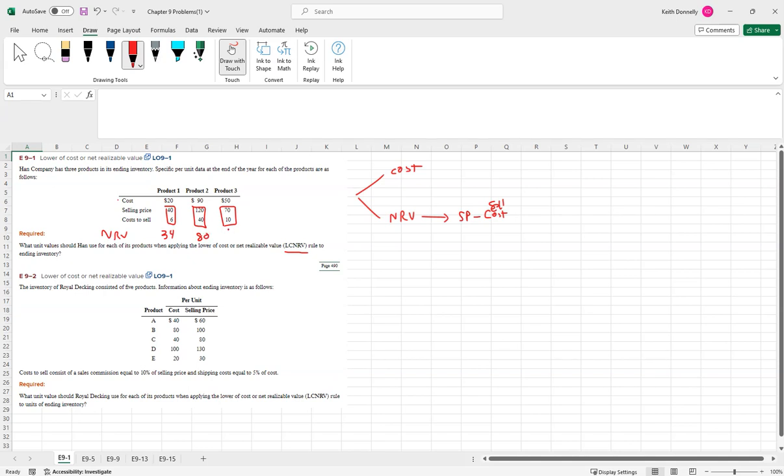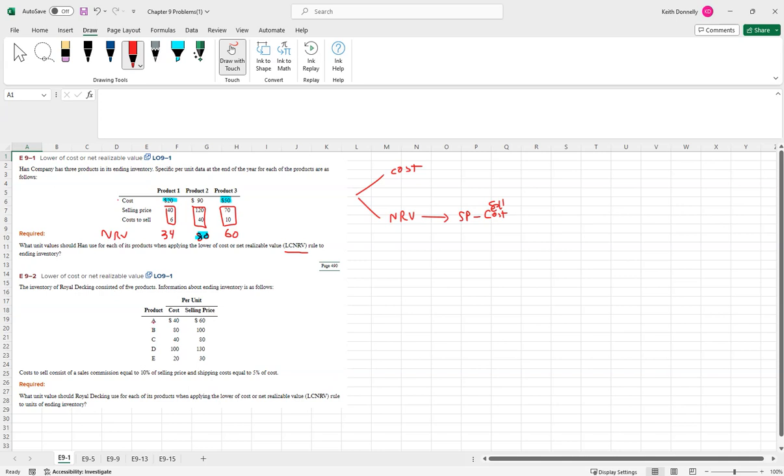And then 60. Okay. Now what we do is we have the cost, we have the NRV, we just pick the lower of the two. 20 is lower than 34. 90 versus 80, 80 is lower. 50 versus 60, 50 is lower. There we go, that's how we would do it. If we had to write it down, we would have a journal entry for the write down.